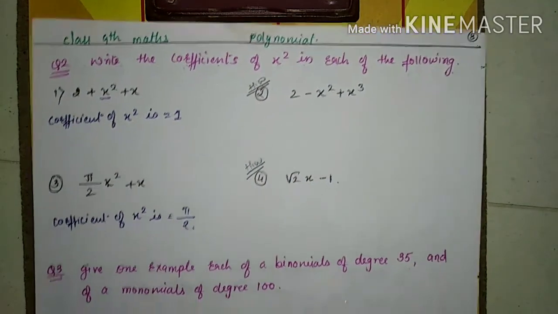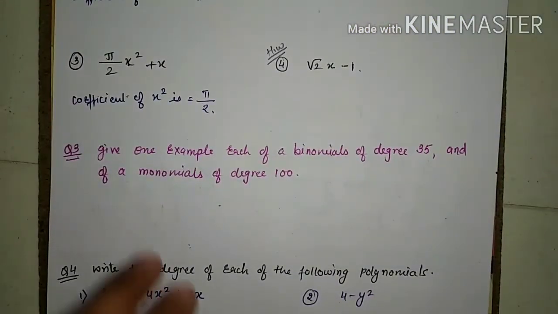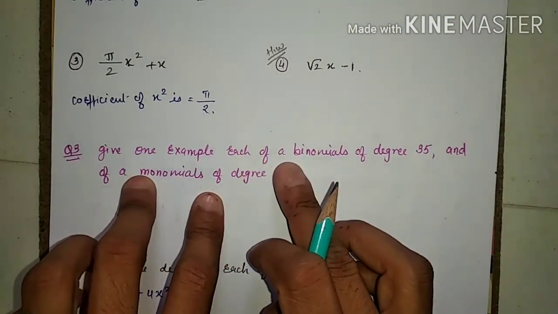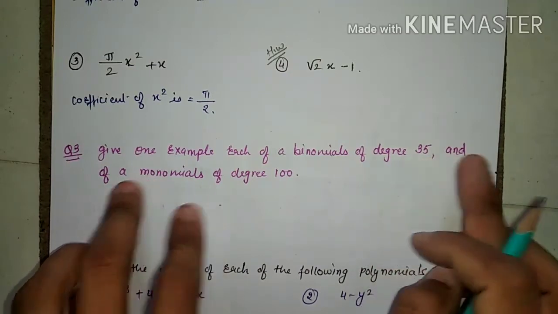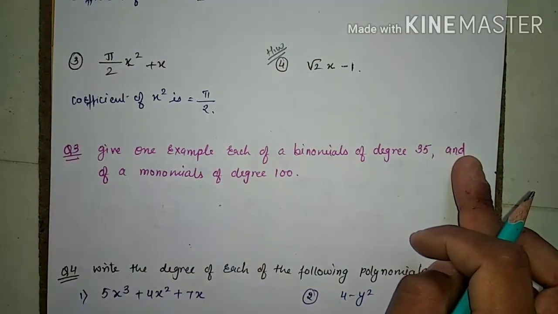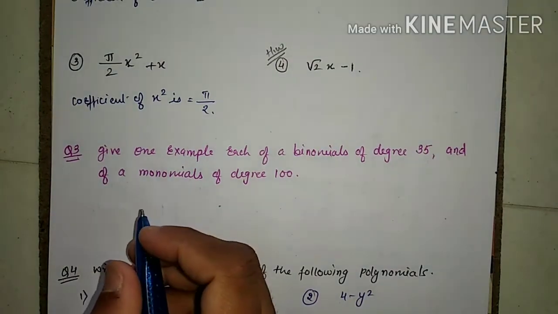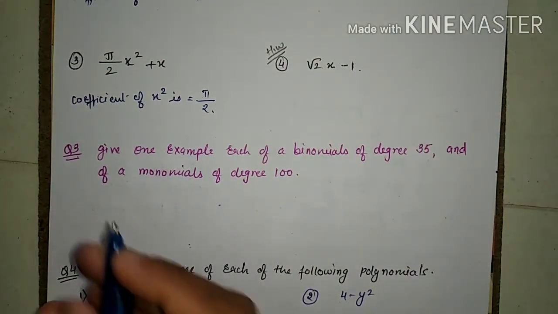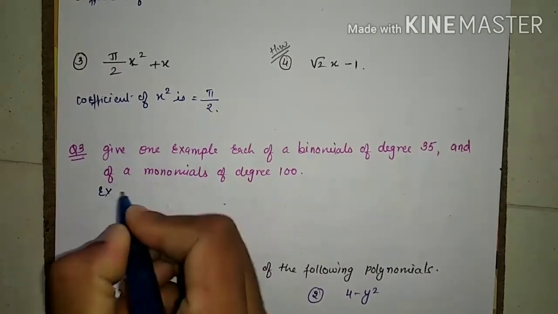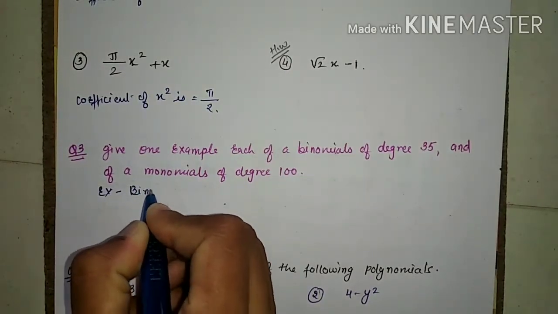Okay. Now come to the third question. Give one example each of a binomial of degree 35 and a monomial of degree 100. See, you have to give the example, and I have explained it. Binomial means 2 terms. Monomial means 1 term. Just see, an example of a binomial I am giving you.